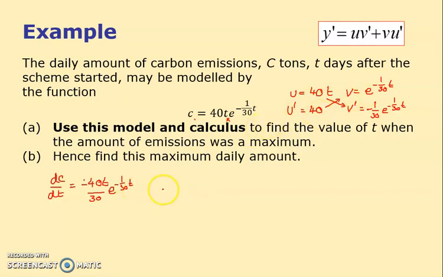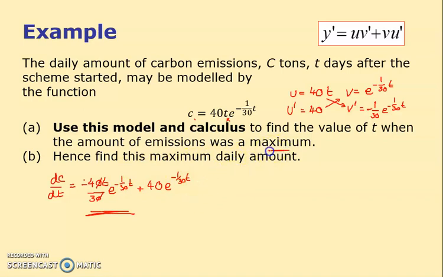And this one, so plus 40 lots of e to the minus a 30th of t. You could simplify that. You can certainly divide by, that kind of thing, but essentially this is the answer. You could take out e to the minus a 30th of t as a common factor as well. Hence find this maximum daily amount.